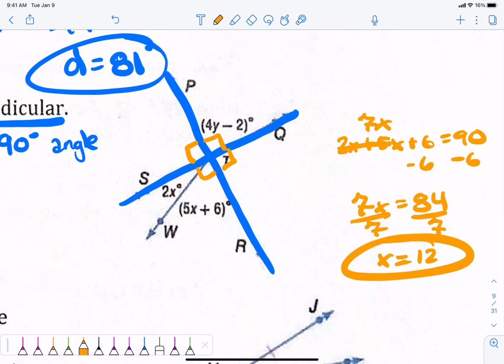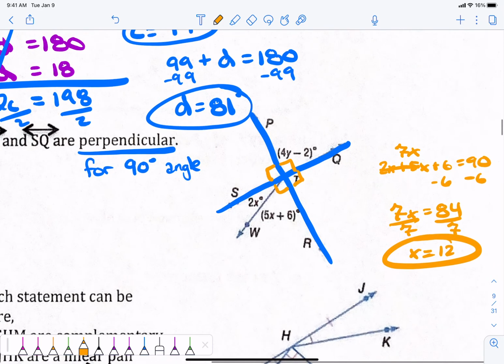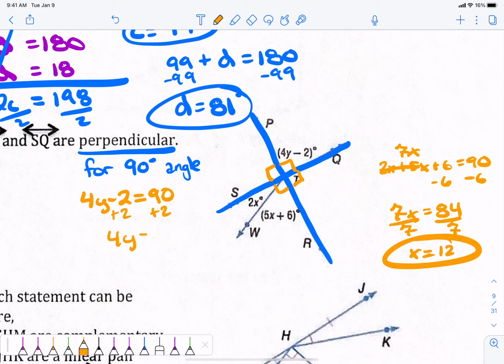Then we can do the same thing for the y. I'm going to do the y over here on this side. But this one we don't have to add anything together. We just have 4y minus 2 has to be equal to 90, right? Add the 2 over. 4y equals 92. Divide by 4, so y is, what's 92 divided by 4?